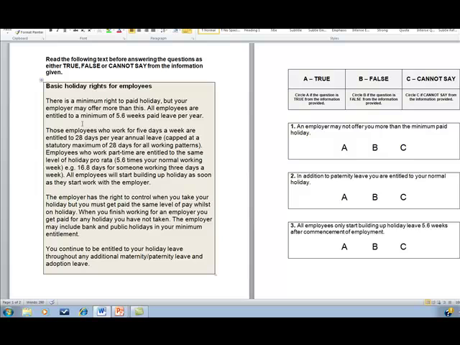Okay, here is a sample test question. Now you can see here that we have a passage. The question states, read the following text before answering the questions as either true, false, or cannot say from the information provided. This kind of question is common in today's assessment centres. So there's the passage of text which I'm highlighting now. On the right hand side of the screen we have 3 questions, and it's asking us to read the passage and then answer the question as true, false, or cannot say based on the information given. Alright, and that's an important thing to bear in mind there.